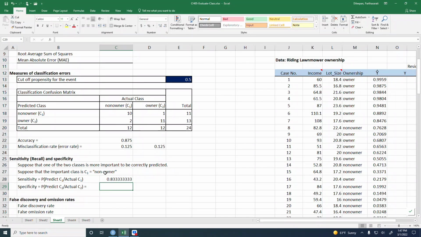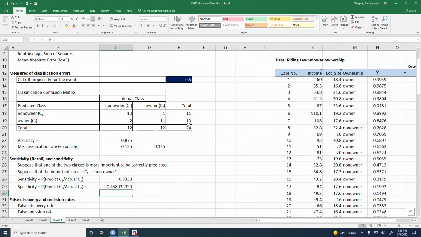And then we have the mirror image of that, which is called specificity. Specificity is about the non-positive class. How well are we excluding the non-positive class, or correctly classifying them as non-positive classes? So actual C sub 2, and correctly predicting C sub 2. Out of 12 C sub 2, 11 of them are correctly classified as C sub 2. So that's our specificity.